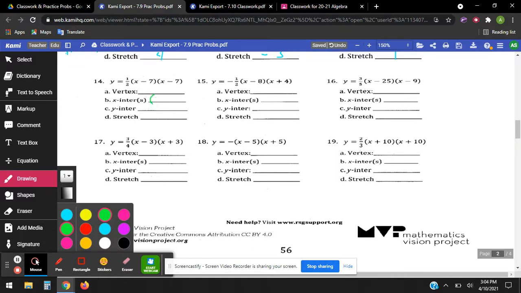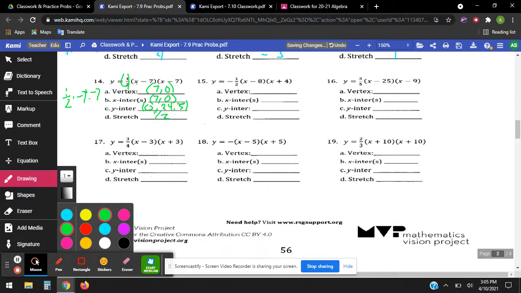X-intercepts. Again, it looks like we only have 1: 7, comma 0, because 7 works for both of these. So this vertex must actually be on the x-axis at my x-intercept there. My y-intercept is when x equals 0. So I'm going to do half times negative 7 times negative 7, which means half of 49 is 24.5. So 0, comma 24.5. And my stretch is 1/2.